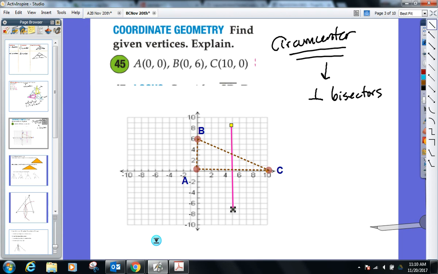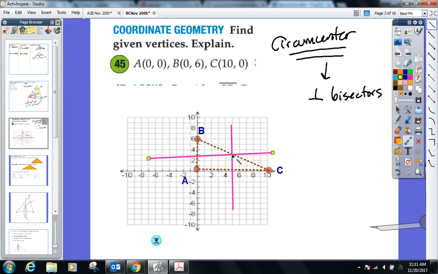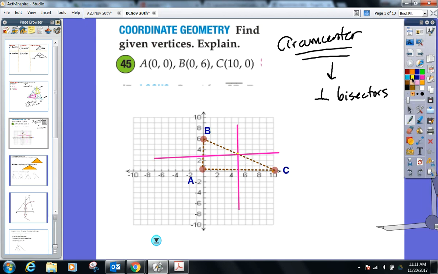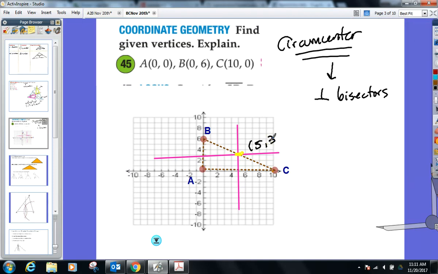Let's do it for side AB, the other leg. How long is AB? 6. Where's the perpendicular bisector going to go through at? 3. Do I need to do the perpendicular bisector for BC? Nope, because I already know where it's going to intersect, right here. And now I just need to figure out what that point is. And it looks like, how many did we go over here on this one? We went over 5. And we went up how many here? 3. 5, 3. We good, Cameron?